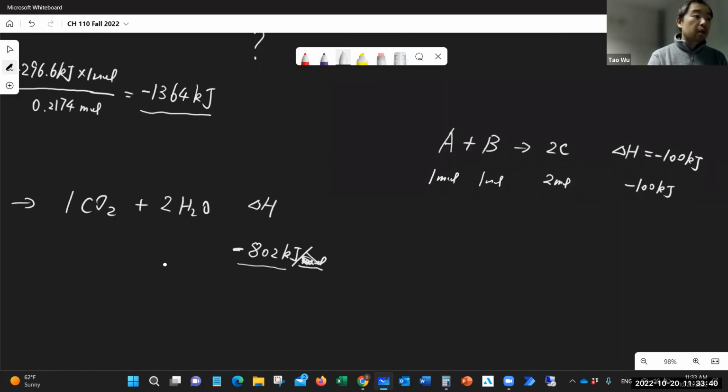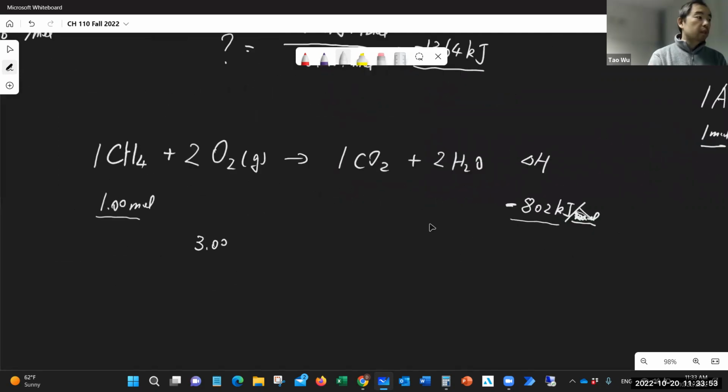It's not just talking about 1 mole of A. We also talk about the coefficients. Look at the coefficients: 1, 1, 2. The same thing applies over here. In this case, it talks about 1 mole of methane producing heat. Although they didn't talk about the rest, by default they are telling us we need 2 moles of oxygen. If we use up 2 moles of oxygen, we can also produce that much heat.